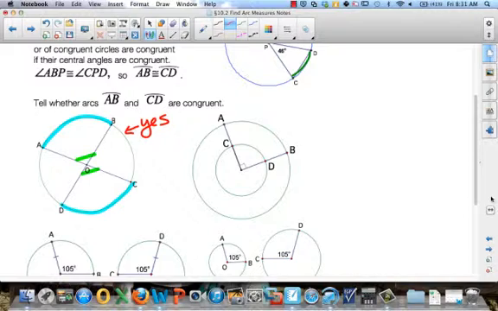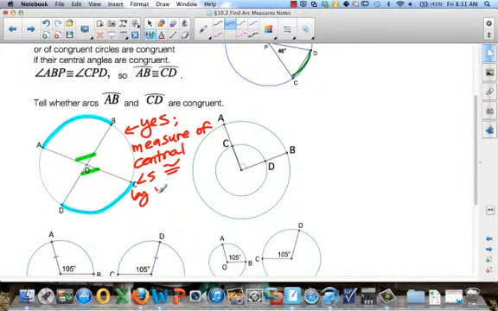Okay, so this one's a yes, and we're going to state why, because the measures of the central angles are congruent by vertical angles. Can we just say vertical angles? No, I did. And same circle. Okay.